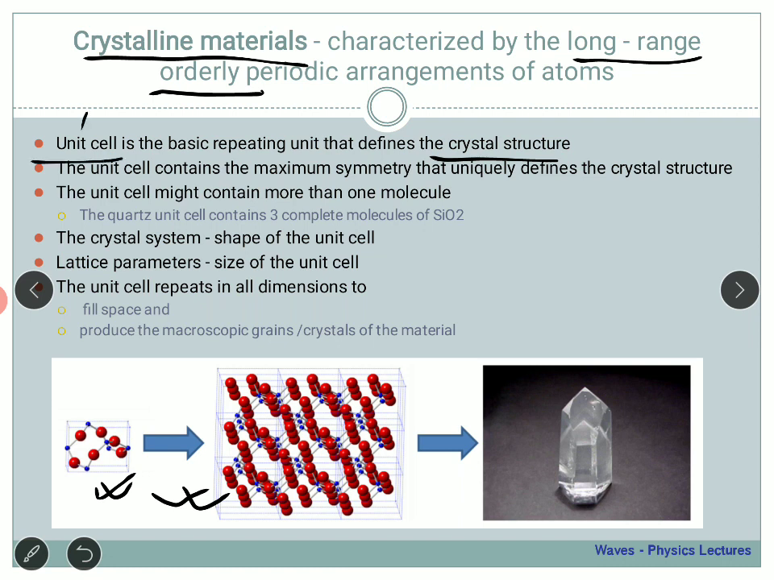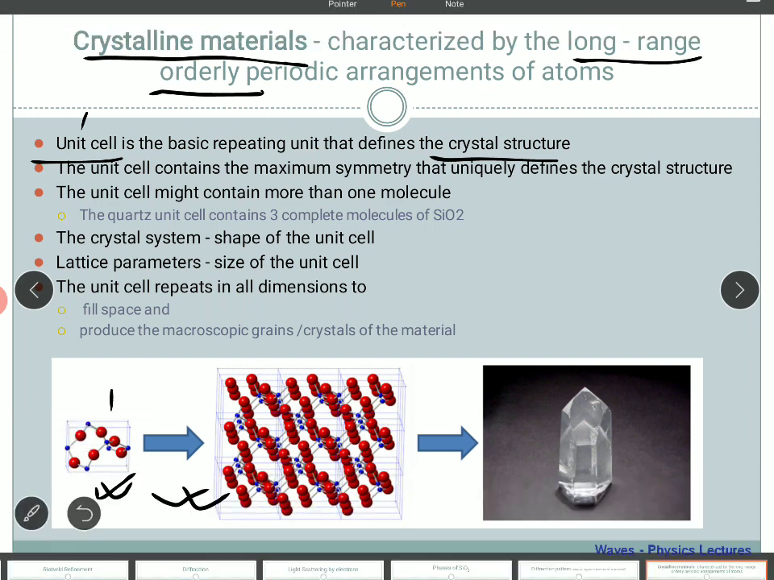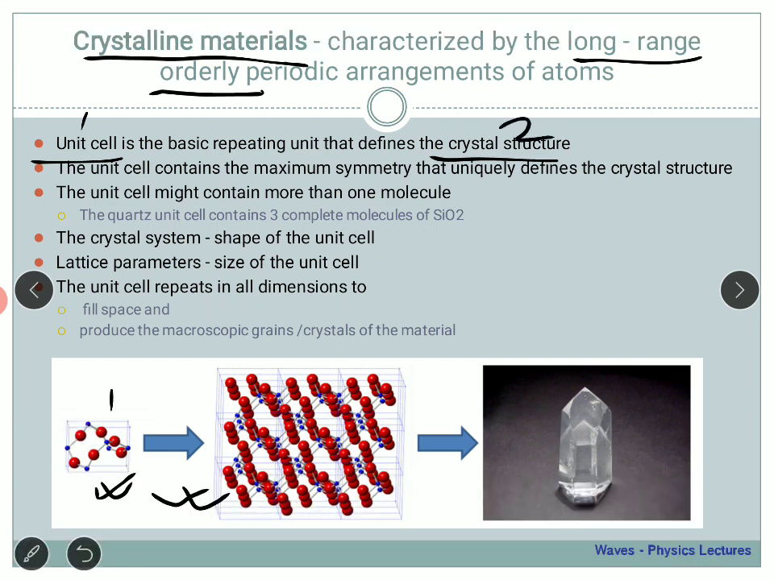So this is one, this is one, this is two, and this is two, right? So this is what you get. This is obviously how it looks, not from the atomic scale, obviously. This is something which you can see with your naked eye. So the unit cell contains maximum symmetry that uniquely defines the crystal structure. Then the unit cell might contain more than one molecule. I think this idea is quite clear to you, because you all remember something which we call lattice points.